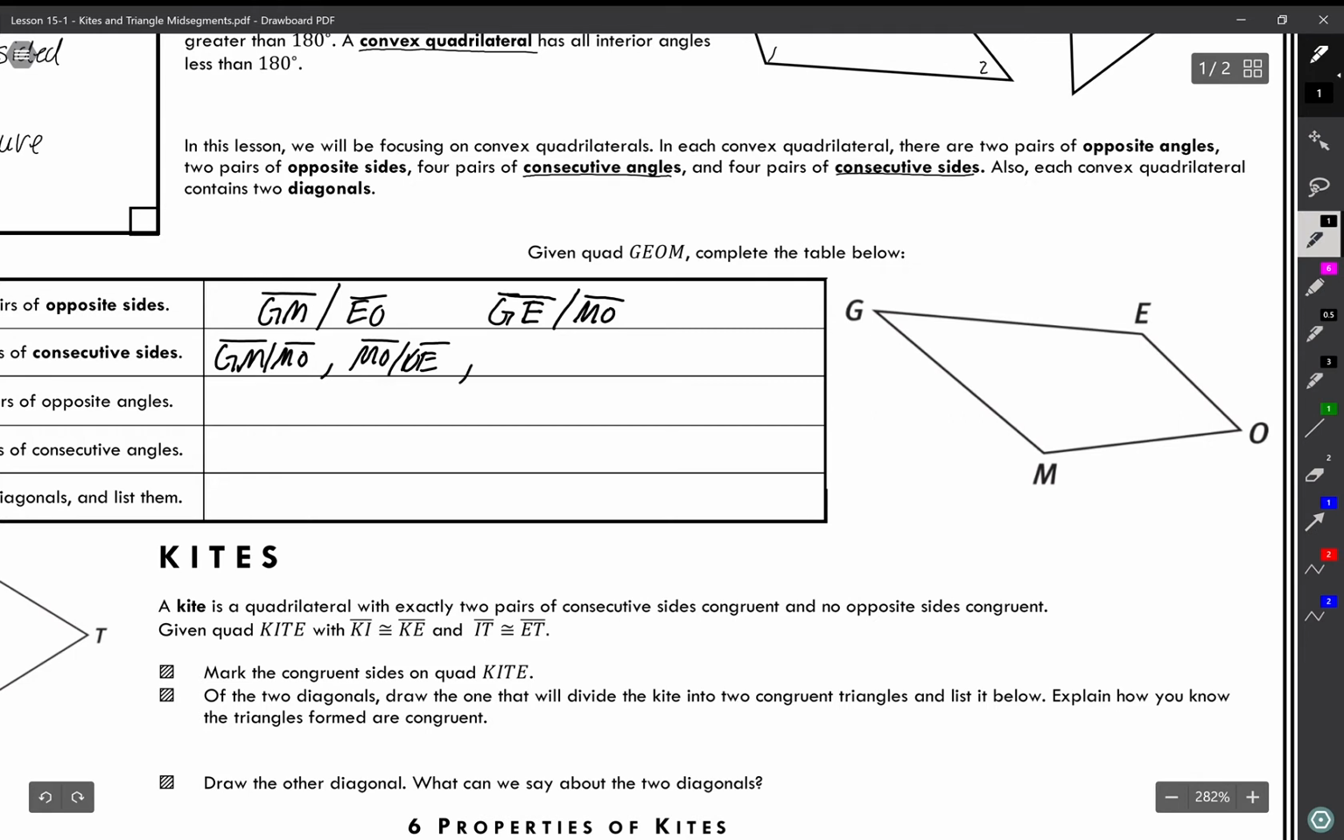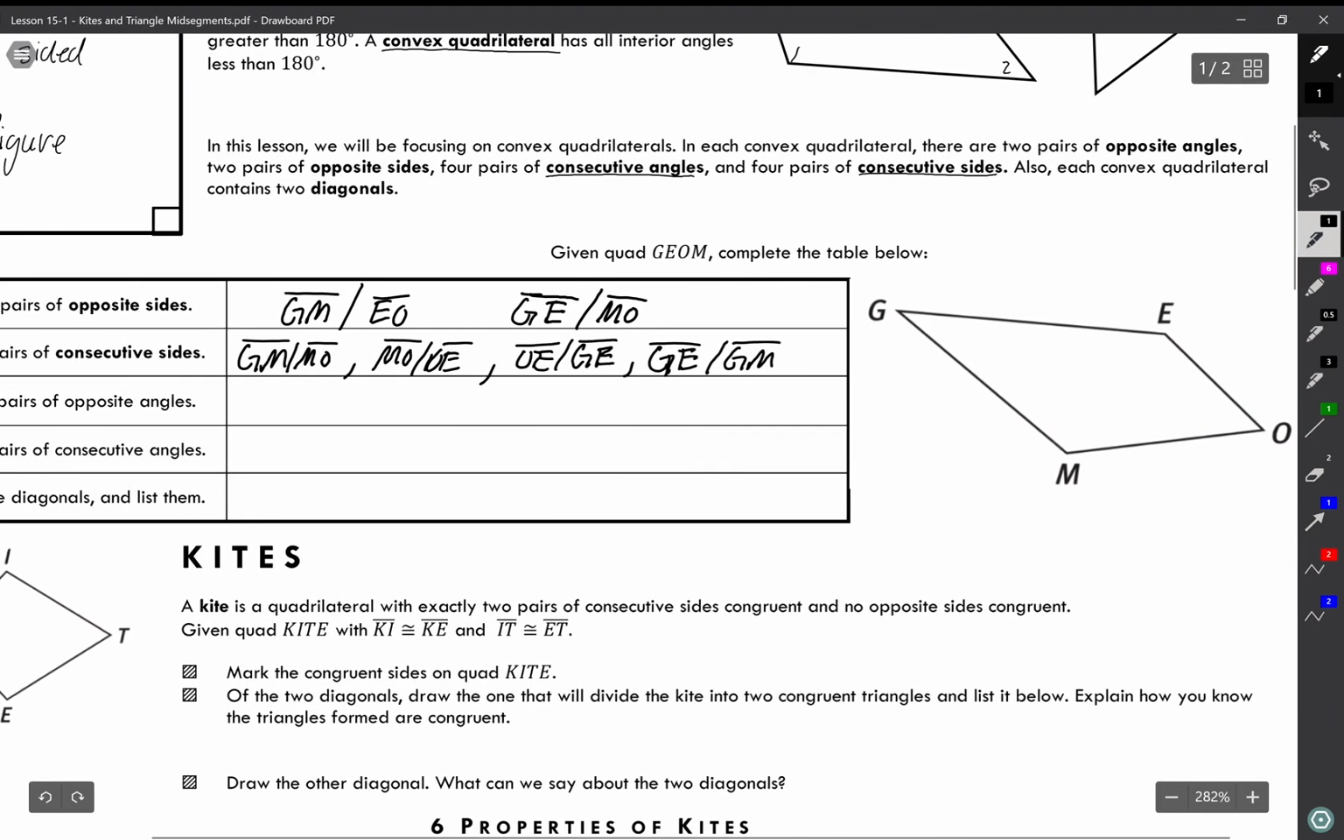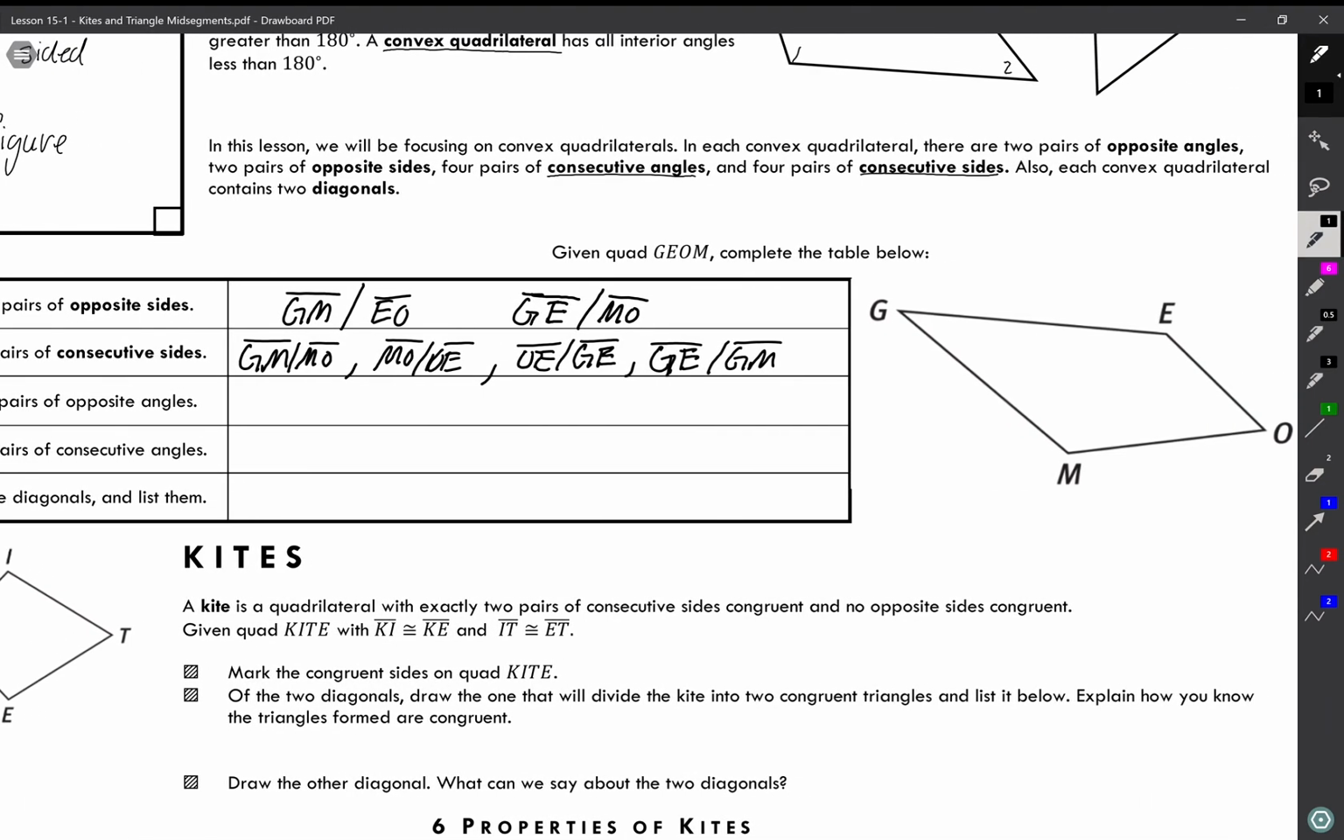I'll go back and write my little segment symbol at the top. Now OE and GE. And then our last pair will be GE and GM. Okay, so those are four pairs of consecutive sides. Now let's move on to angles. Opposite angles will have angle G and angle O, and then our other pair would be angle E and angle M.